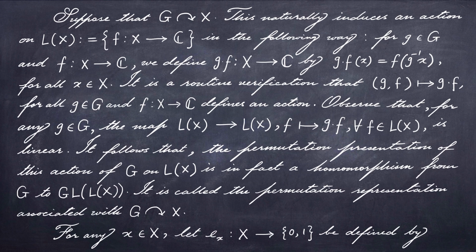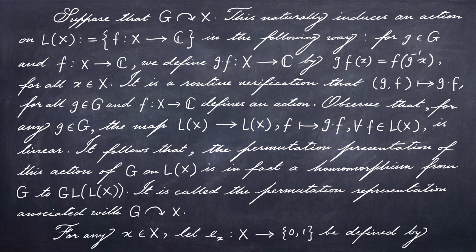Okay. So given an action of a group G on a set X, we obtain a homomorphism from G to the general linear group of the function space over X. This homomorphism is called the permutation representation associated with the action of G on X. I repeat, so given an action of G on X, we obtain an action of G on Lx. Then if we look at the permutation representation of the latter, we in fact get a homomorphism from G to the general linear group of the vector space Lx. So given the action of G on X, this homomorphism is called the permutation representation associated with the action of G on X. The reason for calling this representation will be clear soon.